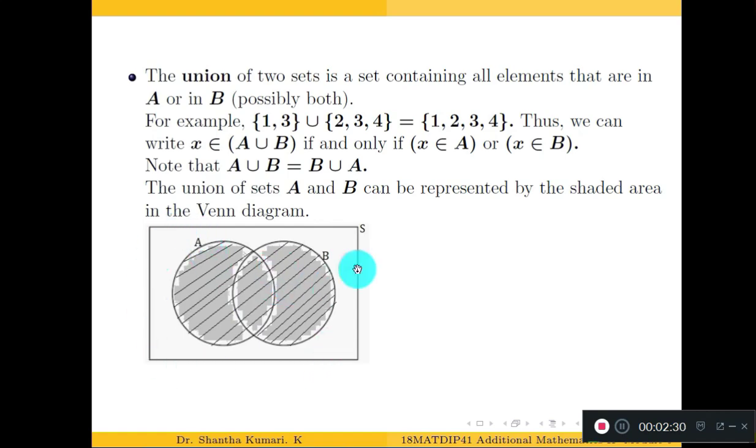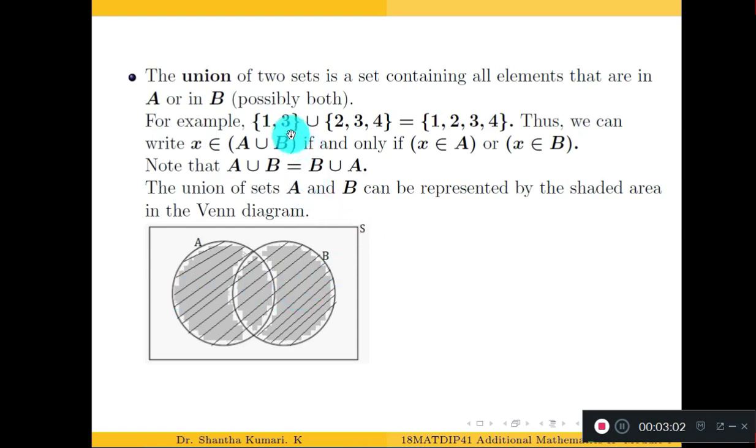This type of diagram is called a Venn diagram. Here the outer square is the universal set, which I have denoted as S, and A and B are subsets of S. You can see that all elements of A are also in S, so A is a subset of S. Similarly, B is a subset of S. What about A union B? It contains all elements belonging to these two sets, so A union B is also a subset of S.